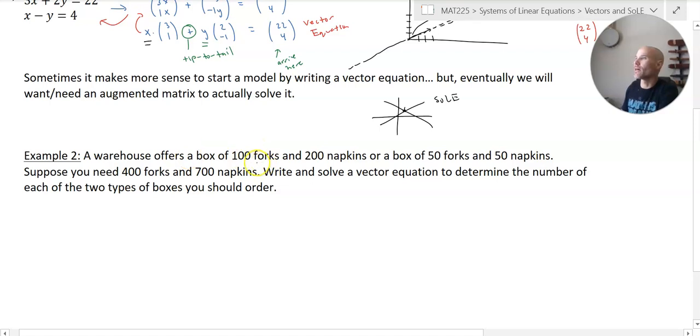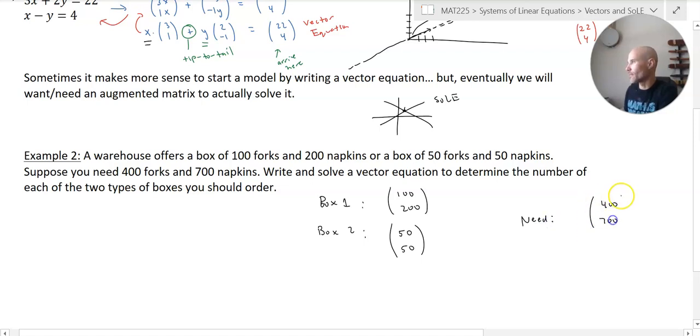A warehouse offers a box of 100 forks and 200 napkins, or a box of 50 forks and 50 napkins. Well, already we can see that maybe we can represent the 2 boxes. I'll write them as box 1 and box 2. It seems natural that box 1 we could write as 100 forks and 200 napkins, and the second one as 50 forks and 50 napkins. And we need 400 forks and 700 napkins.